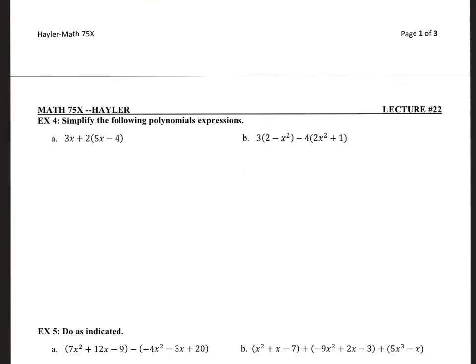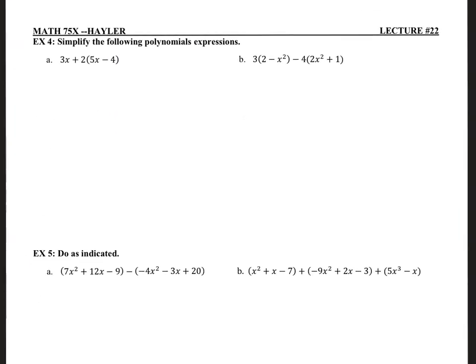Alright, let's keep going. Example 4. Simplify the following polynomial expressions. Okay, so when we're talking about simplifying, we're not solving anything. There's no equation going on here. Notice there are no equal signs equaling a number. So all we're going to do is probably the distributive property and combining like terms.